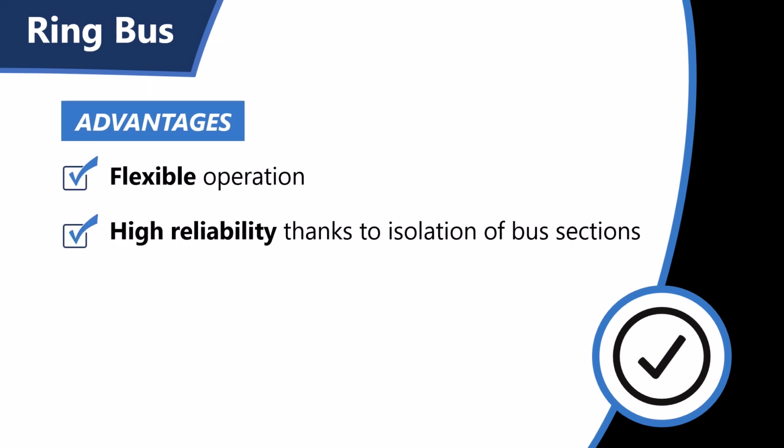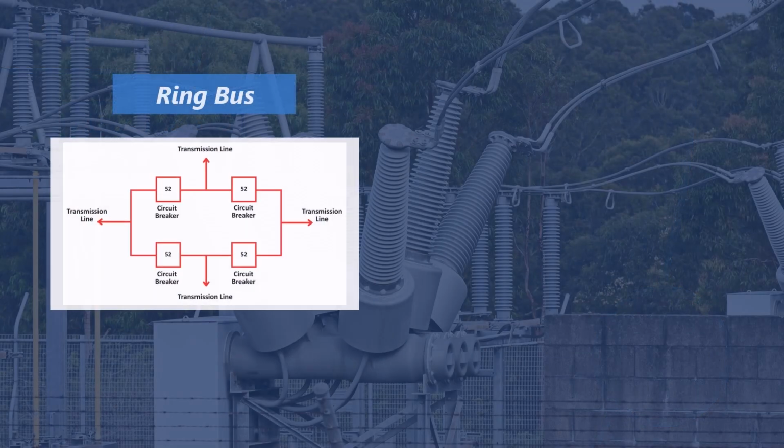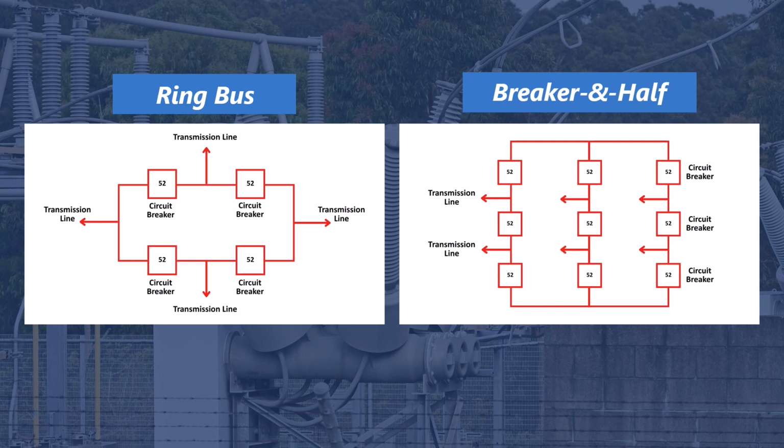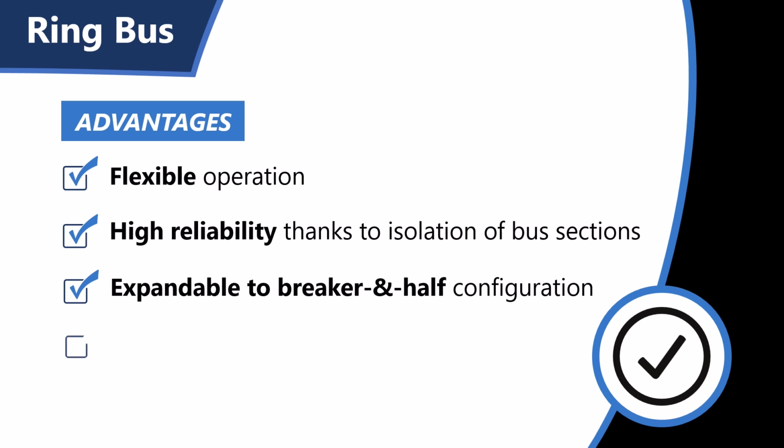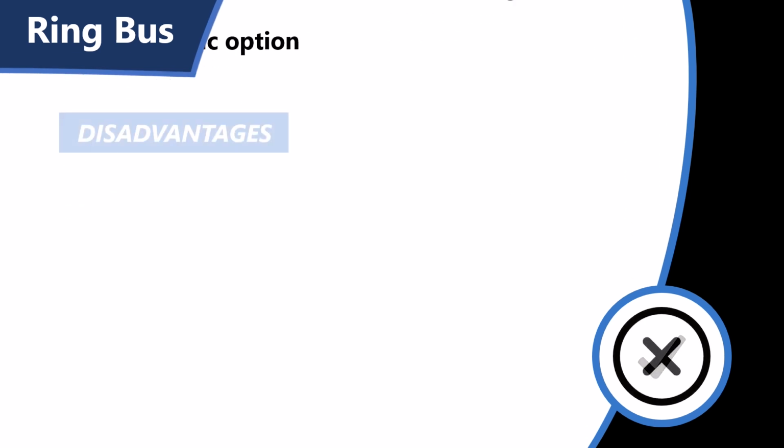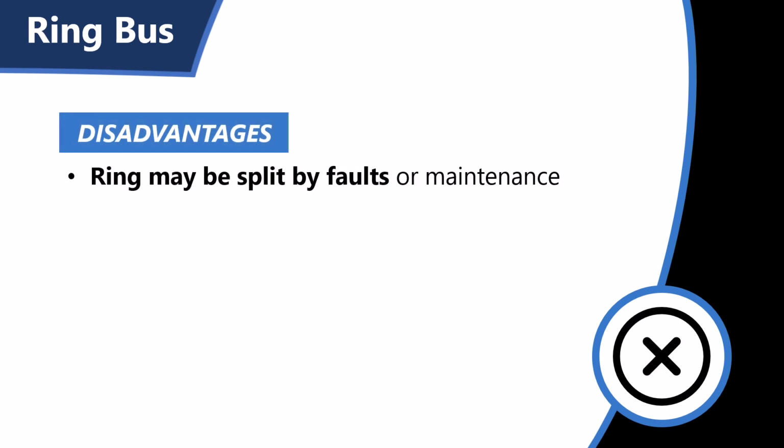You got more flexible operation. There's a higher level of reliability. You can isolate sections of the bus. It is expandable to a breaker and a half. This is kind of the middle of the road. It's better than a radial feed bus, but it's not as good as a breaker and a half, but it's a good economic solution. The disadvantages of the ring bus is the ring may be split by faults or maintenance.